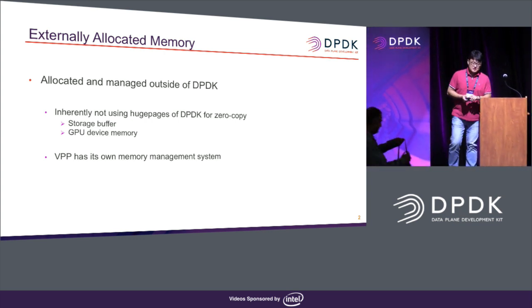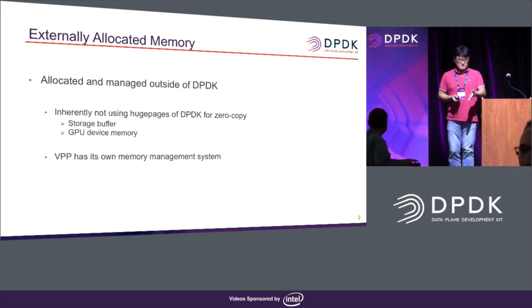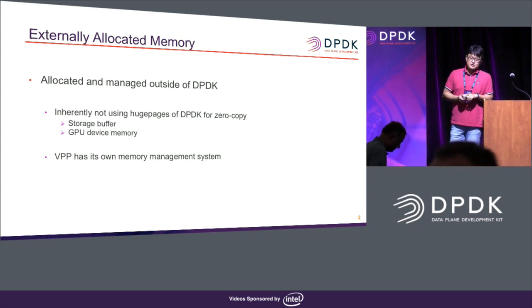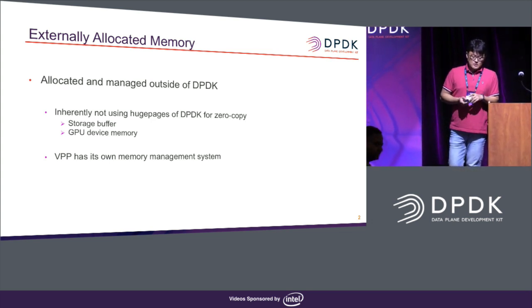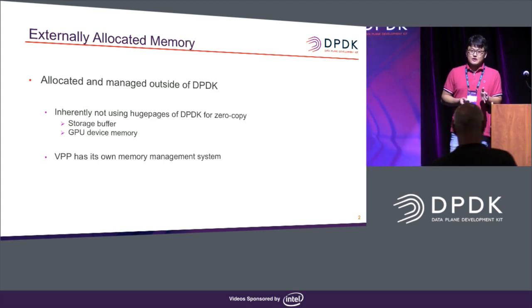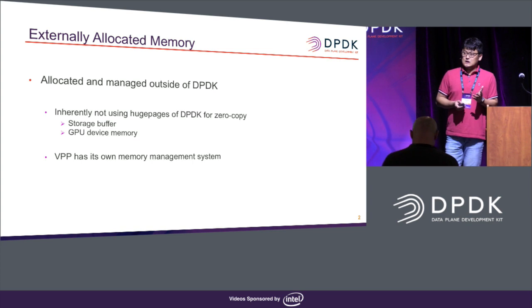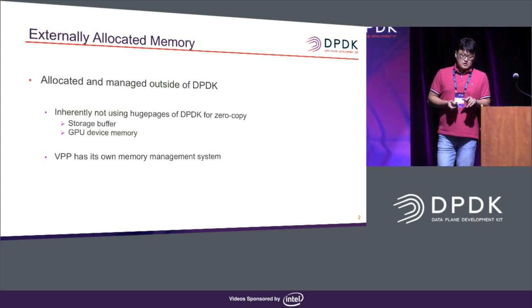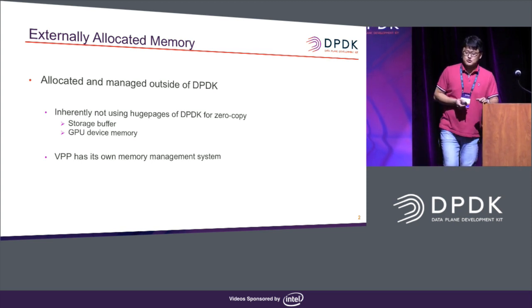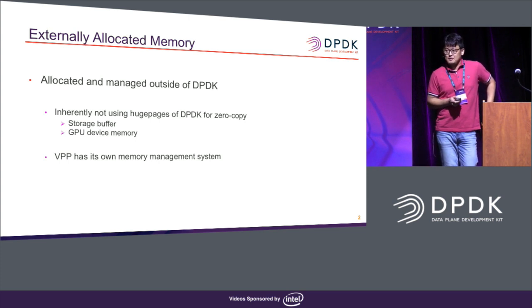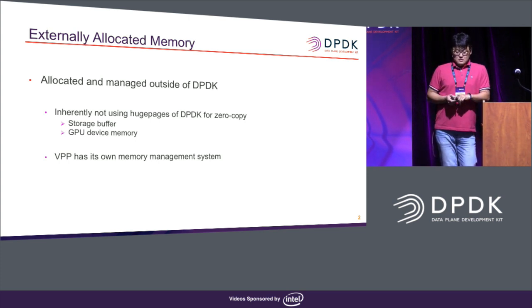So what is externally allocated memory? That is literally memory allocated and managed outside of DPDK. For example, storage applications like SPDK or GPU-type applications inherently use their own huge pages, not the huge pages of DPDK, for zero copy purposes. And a lot of you are familiar with VPP, and VPP has its own memory management system, not using DPDK's memory management.